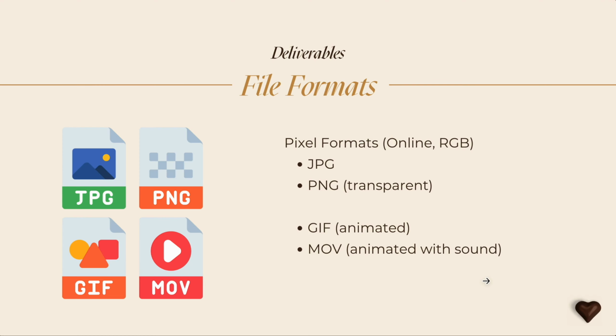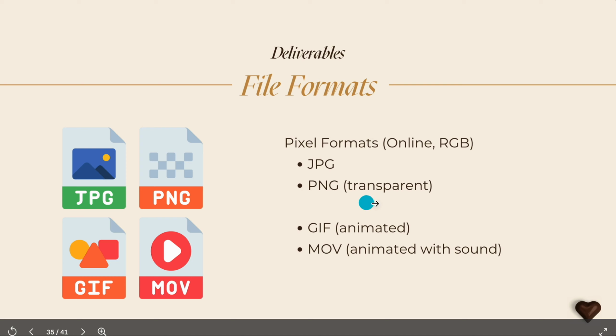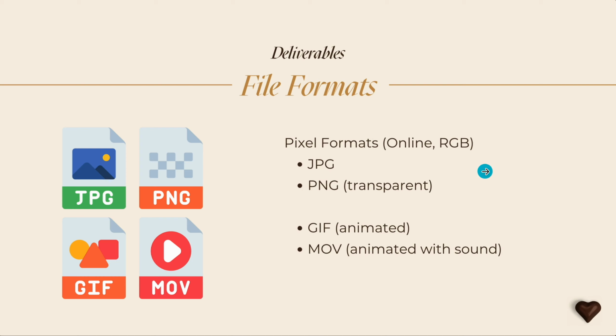So let's talk about file formats. Obviously, you want a JPEG and a PNG file. So those are pixel formats. You use them online. They come in RGB color space. PNG has a transparent background, and JPEG is just a simple image. So it usually has a white background.